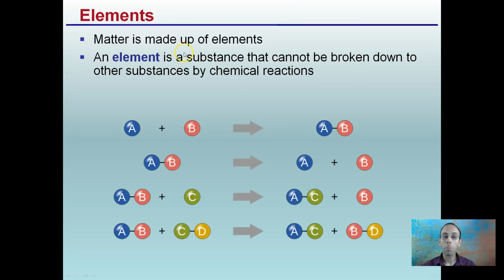Lastly, elements. Matter is made up of elements, and an element is a substance that cannot be broken down to other substances by chemical reactions. So we see here just generic elements all listed here being combined and broken apart. The most basic unit here is our elements. We're going to refer to and study more the periodic table of elements, but hopefully this gave you just a general basic overview of atoms.